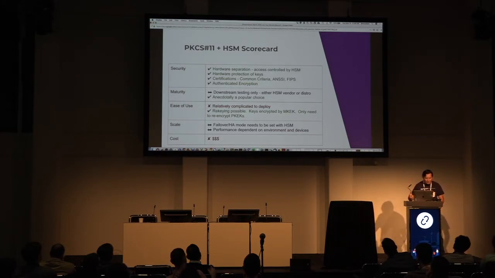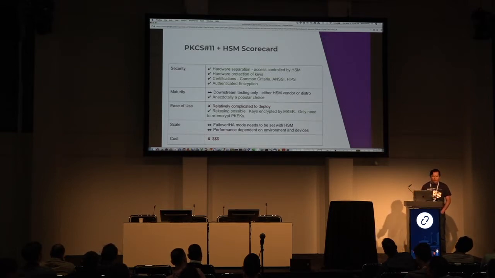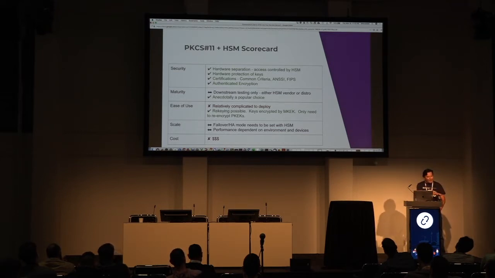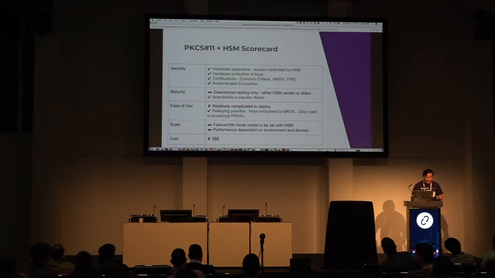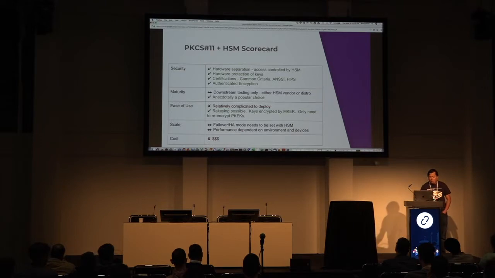So therefore you have hardware protection of keys, you have separation of those keys because those keys are in a completely separate device. Typically the HSMs all have various certifications, so you're going to get your Common Criteria, your ANSI, your FIPS. You have to be careful there because, for example, ANSI only accepts certain types of HSMs and not others. But all of the HSMs generally have some sort of security certification. So you'd need to pick the one or the ones that match the certifications that you would need. And then finally, because of the HMACing, you have authenticated encryption that takes place. So great security.